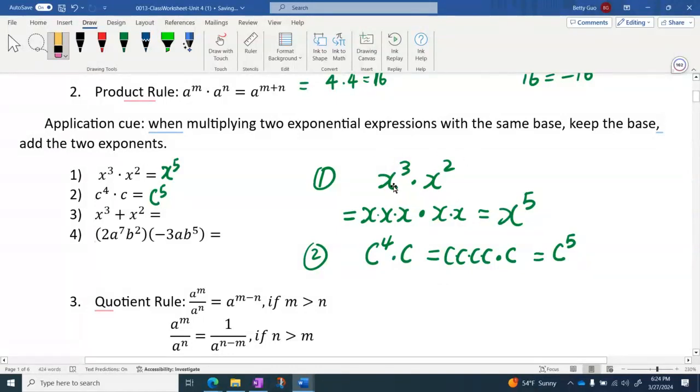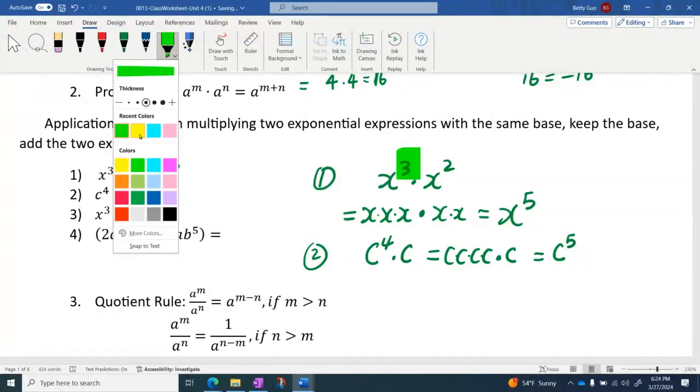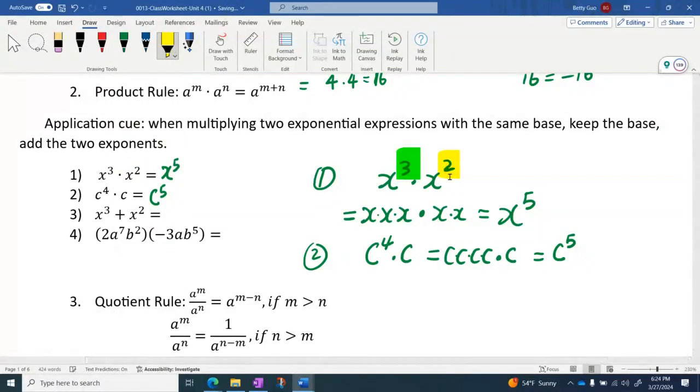If the product is the multiplication of two exponential expressions with the same base, then all we need to do is to keep the base, and then what do we do with the exponent? All we need to do is to keep the base and add up the exponents. 3 plus 2 gives us the 5. Okay?